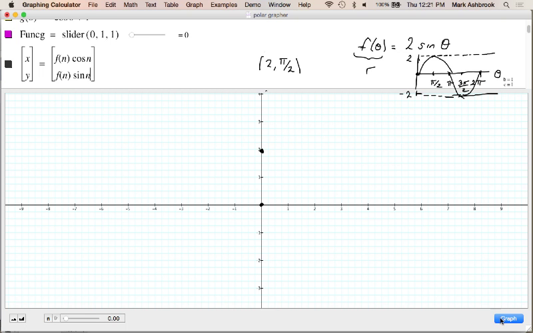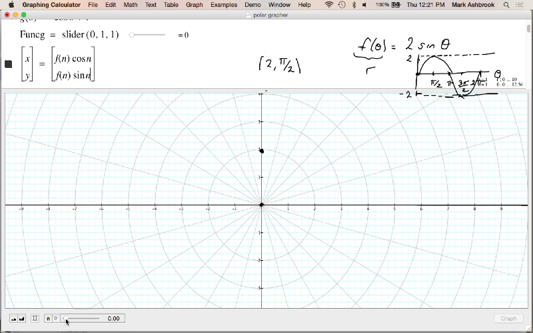Okay, this should work. All right, so watch. As theta goes from 0 to pi over 2, watch what happens. Yeah, good, it worked. See this? r is increasing. Did you see it? This is really important. As we increase the angle, the point gets further and further away. It goes from 0 to 2.